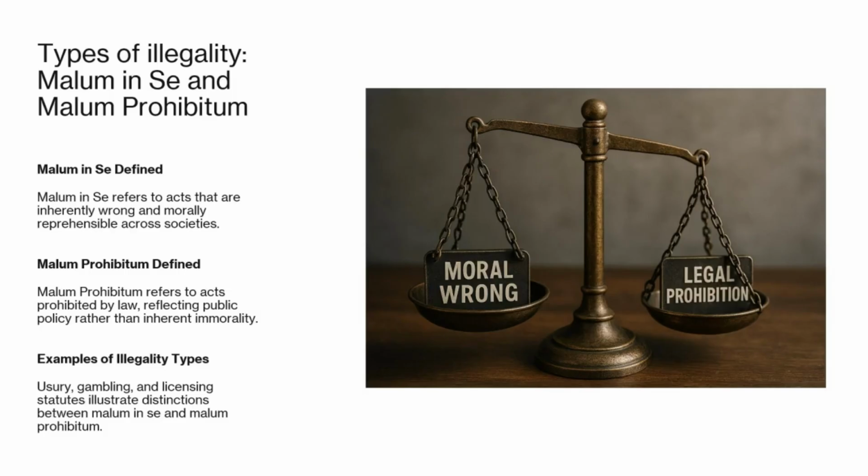The other type of illegality is called malum prohibitum. And these are things that we have made illegal with our laws, but they're not necessarily wrong in and of themselves. It's just something that as a society we prohibited, and we've done that through promulgation of law. We've deemed these acts to be illegal and against public policy. So in this area of malum prohibitum, three examples are provided: usury, gambling, and licensing statutes.